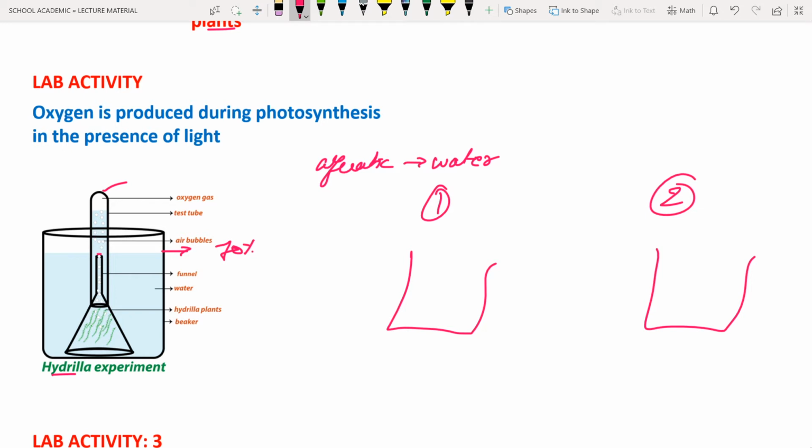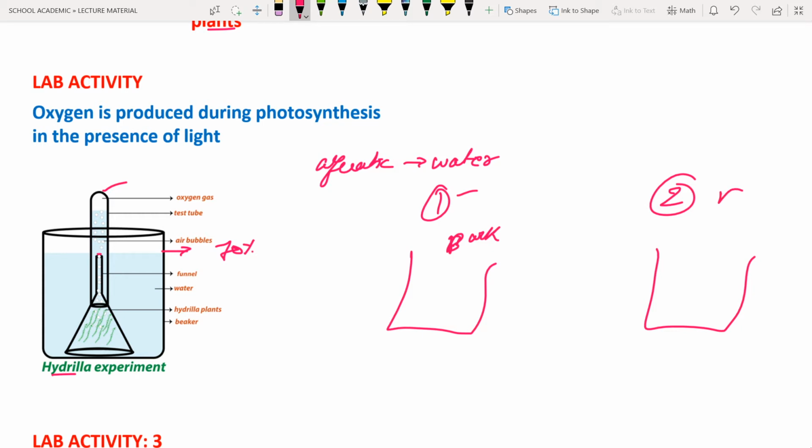The set which is kept in the dark room is not going to produce any bubbles. We have to remember that this aquatic plant, hydrilla, is a photosynthetic organism and performs photosynthesis. We all know that carbohydrates are synthesized along with oxygen. Oxygen is a gas, so it is released in the form of bubbles from the hydrilla plant. The set kept in the dark room does not perform photosynthesis, and hence there is no production of oxygen bubbles. The set kept in bright sunlight produces oxygen bubbles.